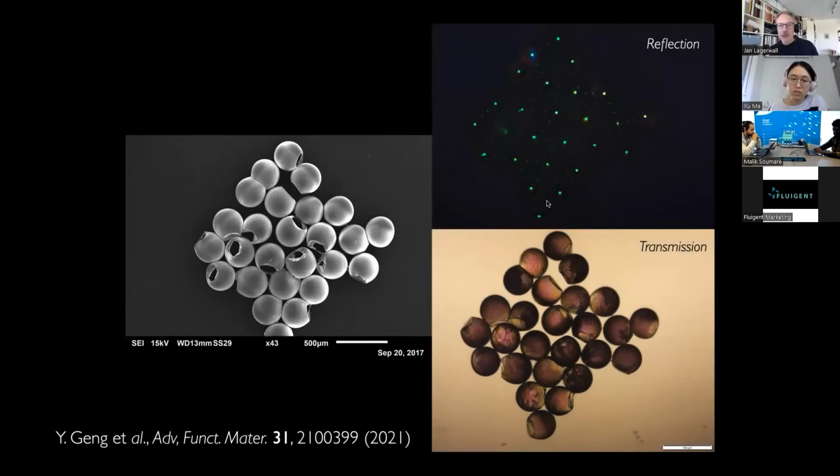You see in reflection, you see that they have these nice properties that we want, with the central reflection and the communication and so on. But in transmission, you see there's a lot of scattering. They're really dark. And why is this?